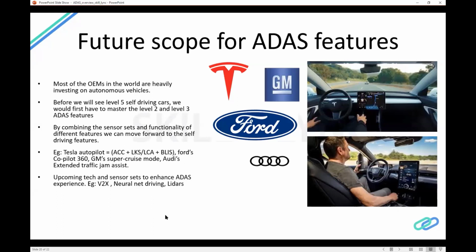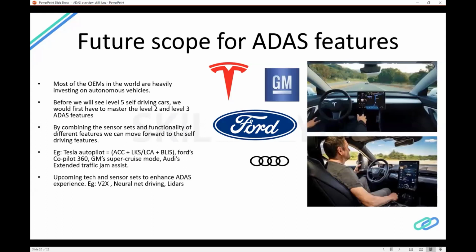Some of the other technologies are neural net driving, which is a more machine learning based driving experience. There is currently a lot of research still pending in this area, but most of the OEMs are still working on it. And the third is LiDARs. As I mentioned before, LiDARs are currently very expensive. They are very good, very accurate sensors, but they are very expensive for mass production and they are very delicate to damage. So over the course of time, I'm sure these sensors will become less expensive and more robust for day-to-day cars.